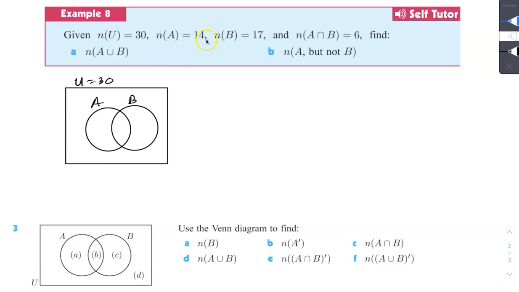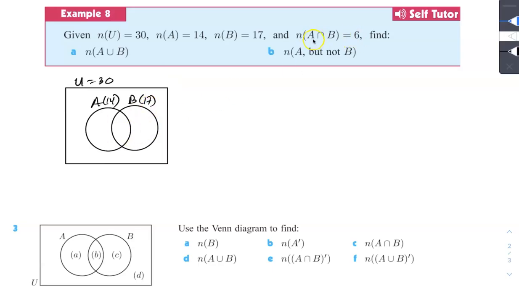The number in A is 14. Now, watch out. The most common mistake is people put 14 on this portion right here. That's not A. A is the whole circle. So I'm just going to put parentheses 14 near A, so I know the whole circle is 14, not just this portion. The number in B is 17. Same idea, the whole circle is 17, not just this side right there.